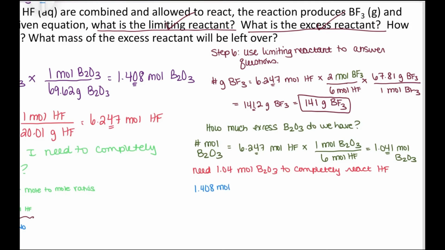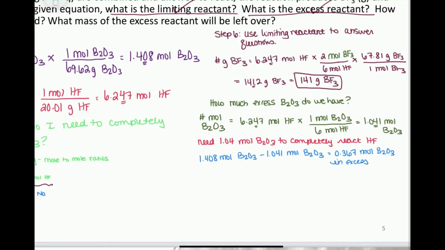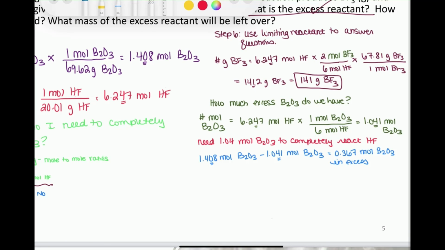1.408 moles minus 1.041 moles leaves me with 0.367 moles of B2O3 in excess. Now be careful when you do the subtraction here, because remember, we've been carrying 1 extra sig fig in our calculations to avoid round-off error. So technically, my sig figs are here and here. I need to be aware of that as I do this calculation.